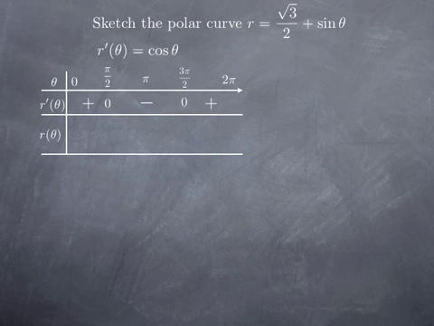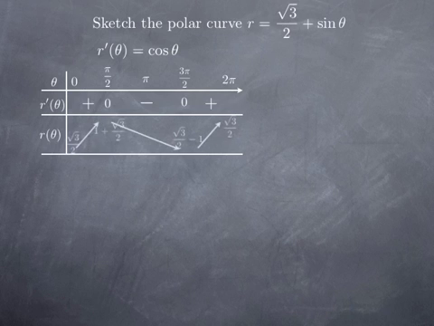And cosine is going to be 0 at pi over 2 and at 3 pi over 2. It is positive from 0 to pi over 2, negative between pi over 2 and 3 pi over 2, and positive again from 3 pi over 2 to 2 pi. In terms of variations of the function r, this is what that means. It's increasing from 0 to pi over 2, decreasing between pi over 2 and 3 pi over 2, and increasing again from 3 pi over 2 to 2 pi.